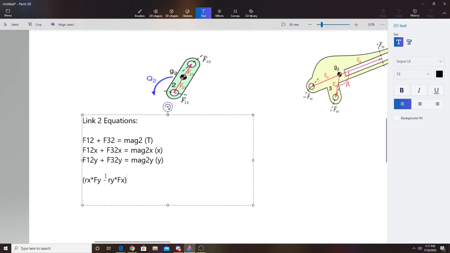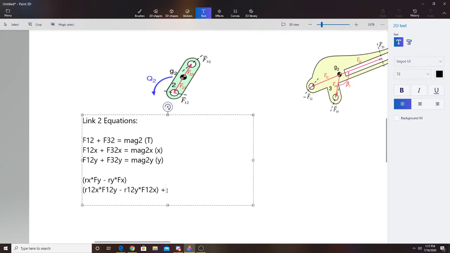So with that in mind, move on down and we start the moment equation. So what we do is we do R12x times F12y minus R12y times F12x, right? This is our first version of it, so this took care of just this force, F12. So this is the moment forces on F12. So we have the x distance times the y force, the y distance times the x force.